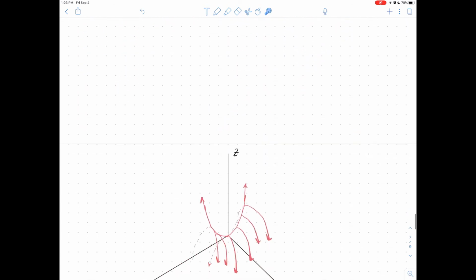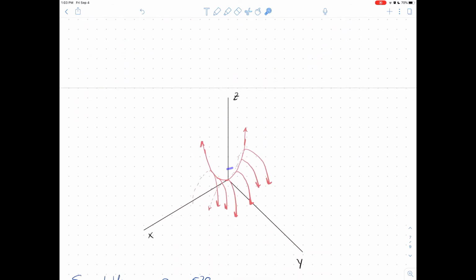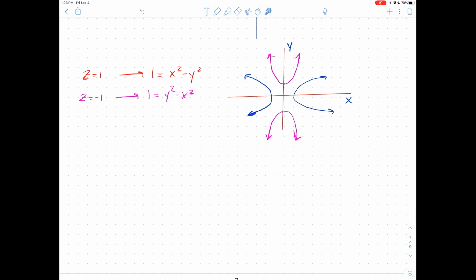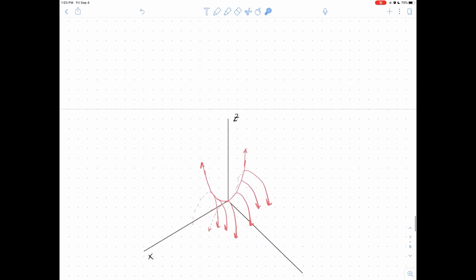So let's slice it at z equals 1. Then you're going to have a hyperbola opening this way, and this is going to be in the xy plane, which is exactly what we have. And if we go to z equals -1 and you slice it down here, then it opens this way, and you can see that happening as well. That's the best I can do by hand. Let's switch to the computer.